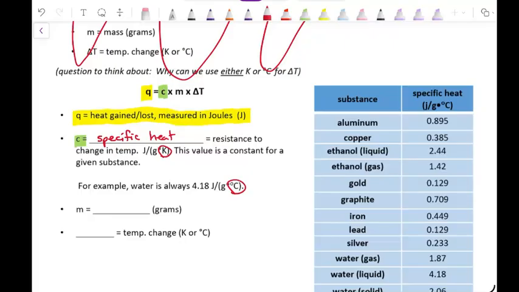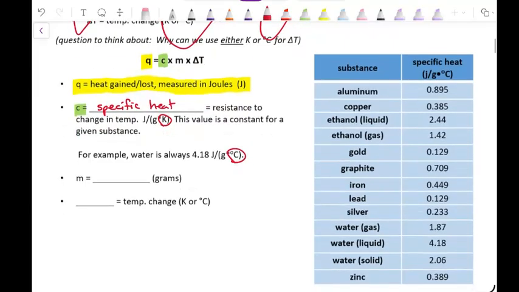So let's take a look at some examples over here on this table. Liquid water is a great example of something that is very resistant to change in temperature. It has a specific heat of 4.18. So that means that if you have a gram of water, which is about a milliliter, it would take 4.18 joules to raise that gram of water by 1 degree Celsius. Okay? So that tells you that water is very resistant to temperature change.